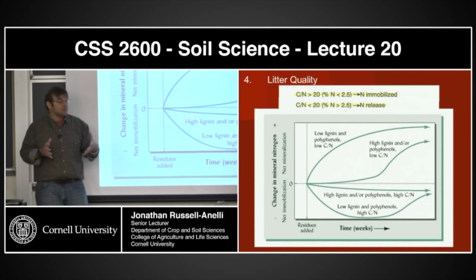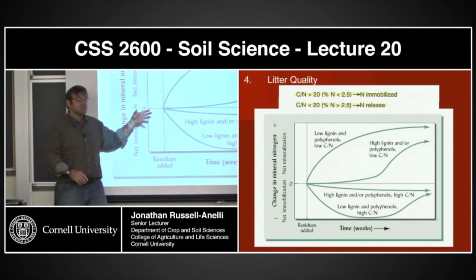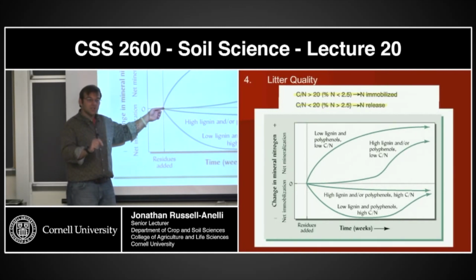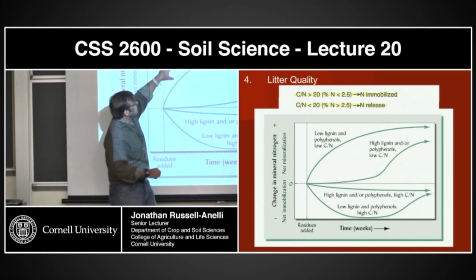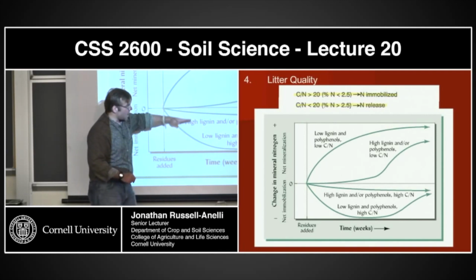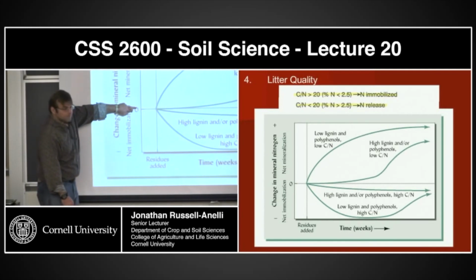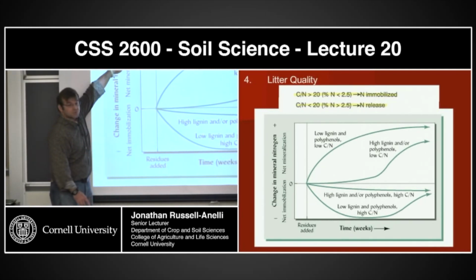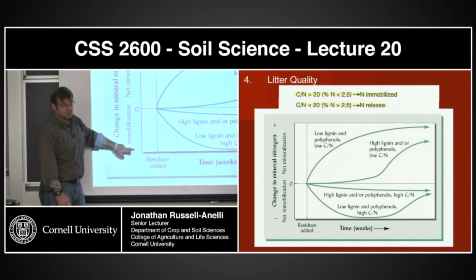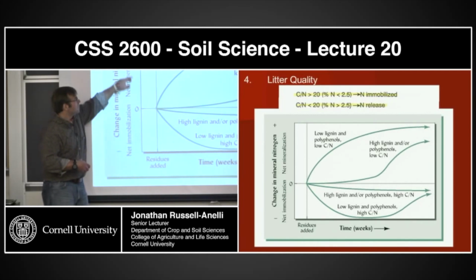Let's take a look at CN ratios of a variety of different materials. The rule of thumb is a high CN ratio means I'm going to have N immobilization, and a low CN ratio means I'm going to have N release. But just because I look at those numbers, I also need to look at the structure of the material being decomposed. This stuff up here is low CN ratio, and this is high CN ratio. This axis is time, and 0 here represents the point at which above it I'm seeing mineralization and below it immobilization. Immobilization means it's going into the biomass, being taken out of the system. Mineralization means the nitrogen is being released into the system for everybody else.